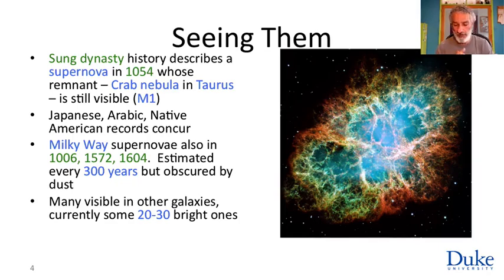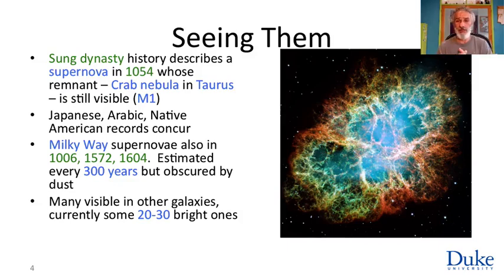When the 1054 supernova exploded, it was reasonably nearby. The star was visible for about a week in daytime. So this was a very impressive artifact. There have been Milky Way supernovae 3 times since then, or around that time, in 1006, 1572, and 1604. The estimate is that there's a supernova in the Milky Way every 300 years.